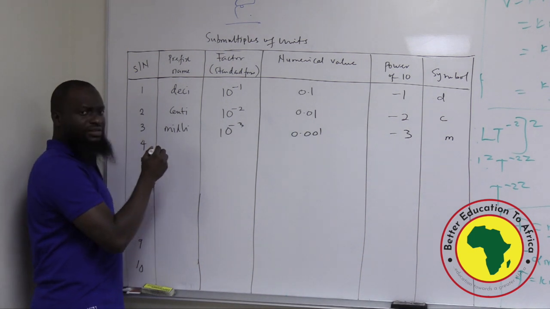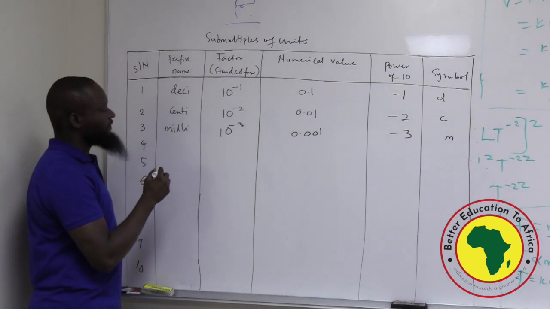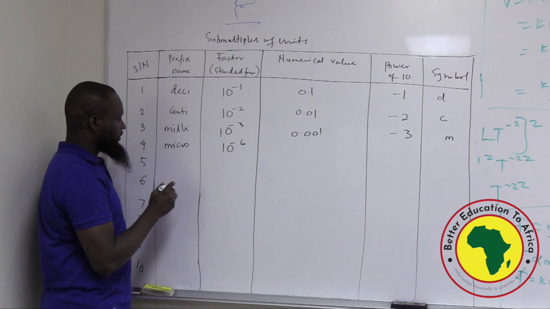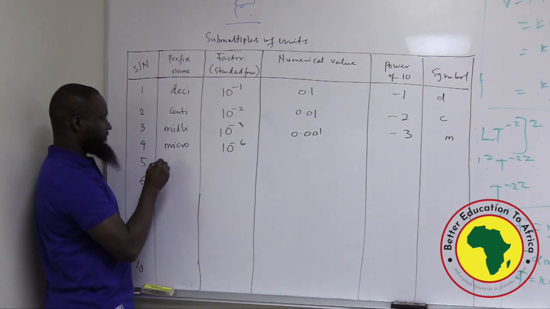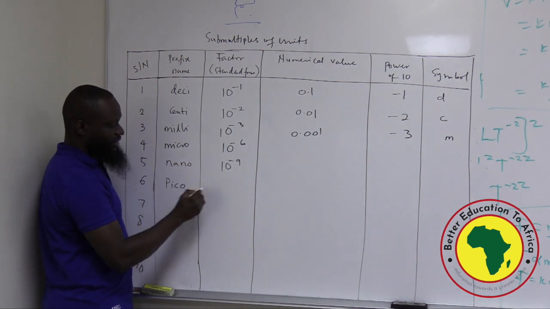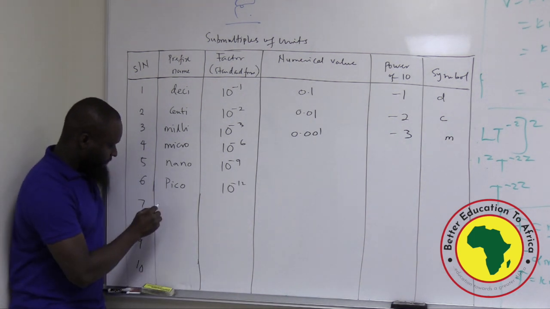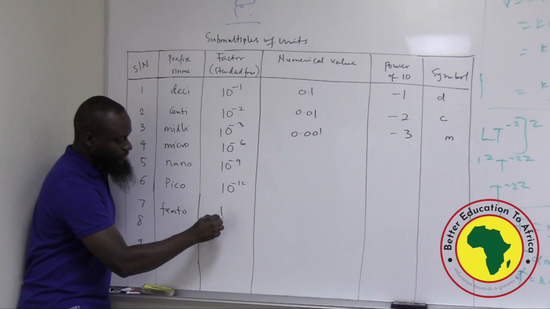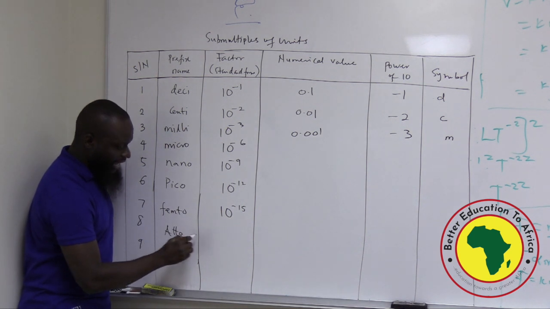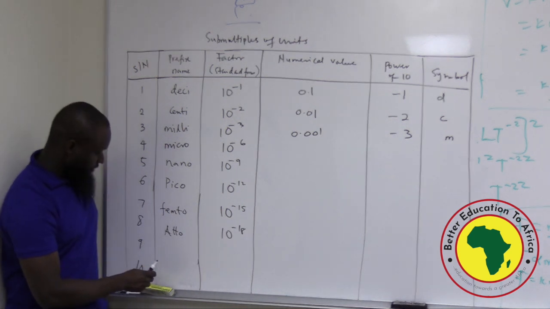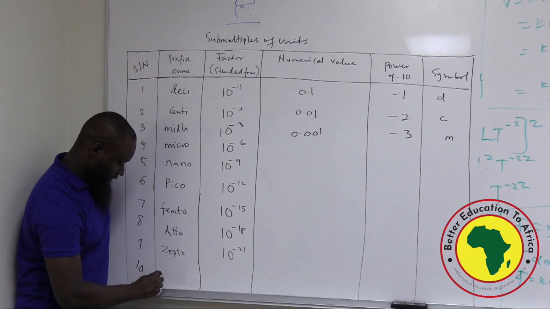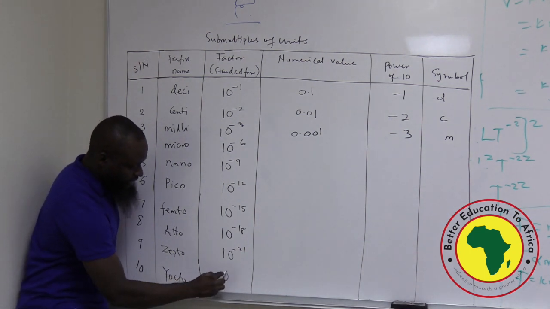Then we have micro, 10 to the minus 6. I'll write all of them out and write the rest. Micro, nano, 10 to the minus 9. Pico, 10 to the minus 12. Femto, 10 to the minus 15. Atto, 10 to the minus 18. Zepto, 10 to the minus 21. And yocto, 10 to the minus 24.